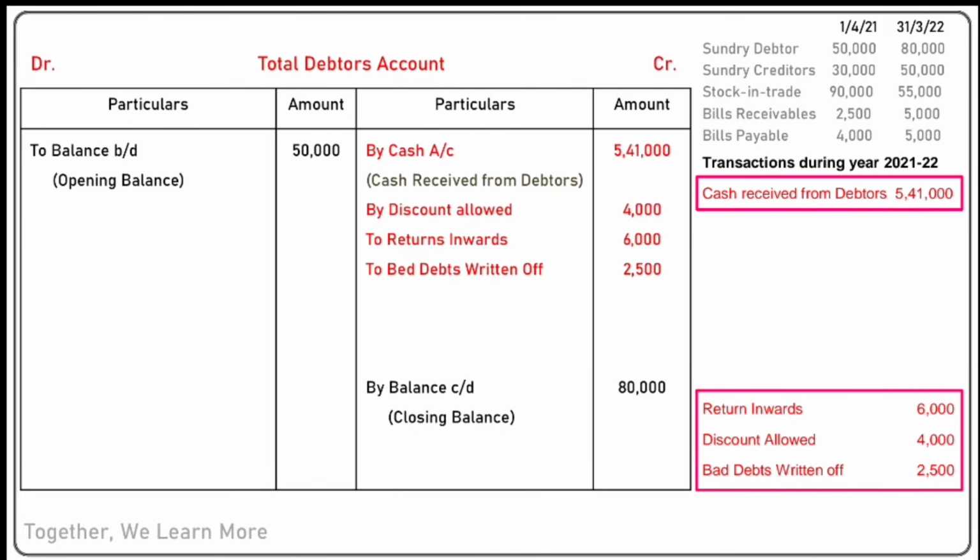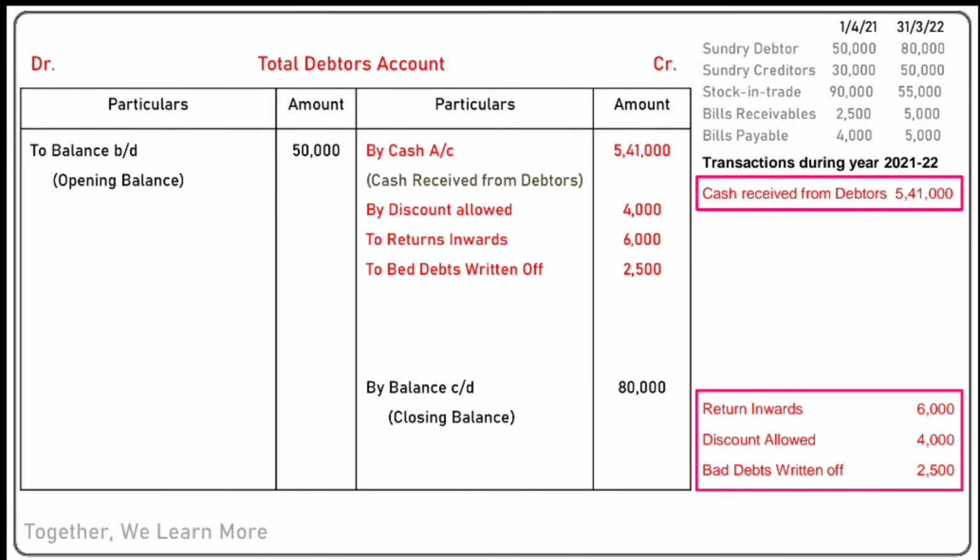Now transactions of debtors. In debtors, pay special attention: all components by which the value of debtors decreases are credited. Like if we received cash from debtors, cash is coming inside, so cash account is debited to debtors account. With discount, sales return and bad debts, the amount of debtors reduces, so it is credited to debtors account.